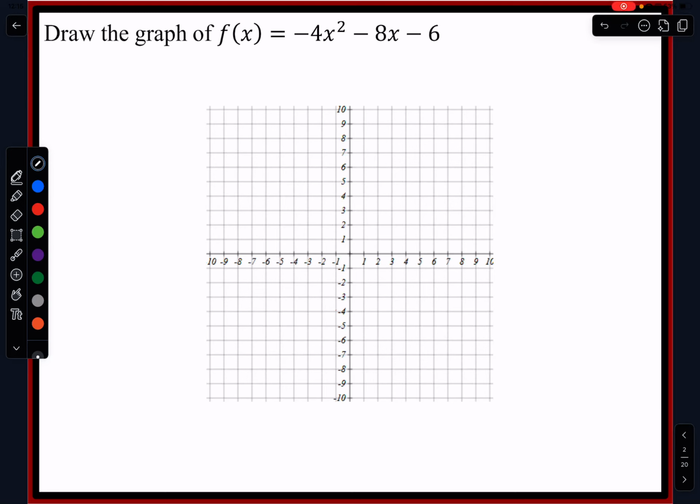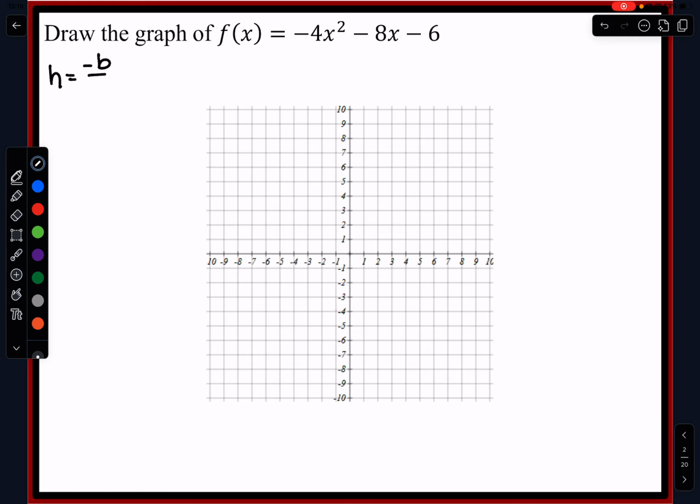Thank you for watching. In this video, I'm going to explain how to draw the graph of a quadratic function in polynomial form. Now, the first thing that we need to do is identify where the vertex of this polynomial form is going to be, because that's going to be the center of the parabola. So we'll start by first identifying what the horizontal shift is by using the following formula.